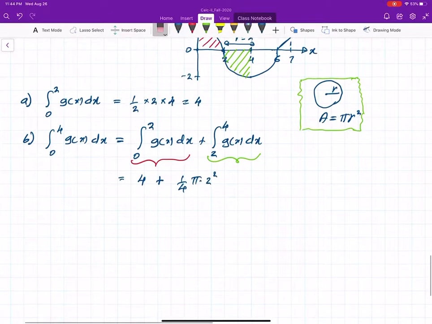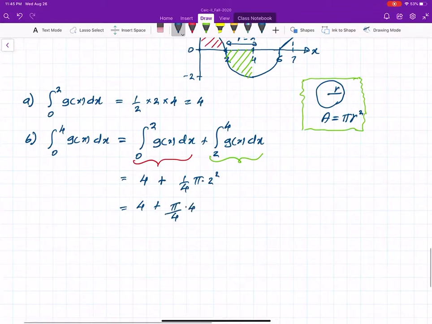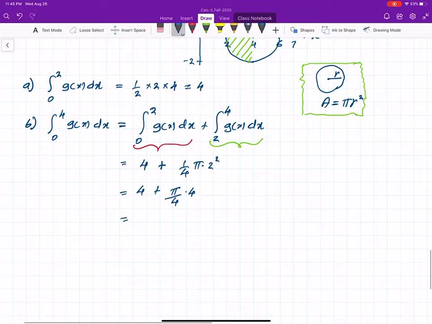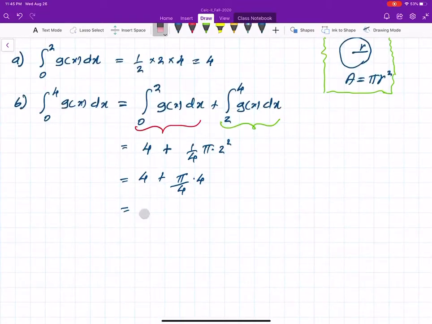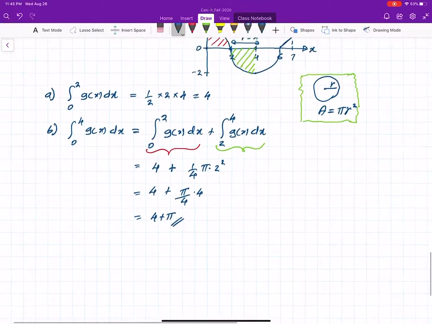So this is actually 4 plus pi over 4 multiplied by 4, which is 4 plus pi. So 4 plus pi. So that is that area.